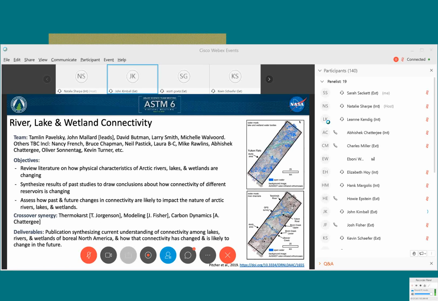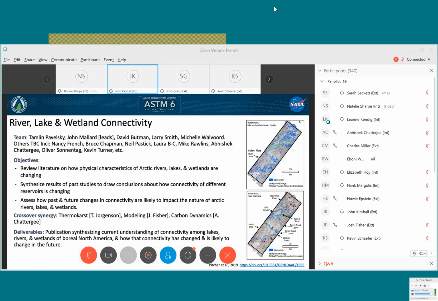Looking at the results of past studies to try to draw conclusions about how this connectivity is changing and then projected to potentially change into the future. The key deliverables they're looking at for this activity will be a publication that kind of synthesizes what we know now based on our understanding of the connectivity among lakes, rivers, and wetlands across the above domain, and how it's changed and how it's changing in the future.